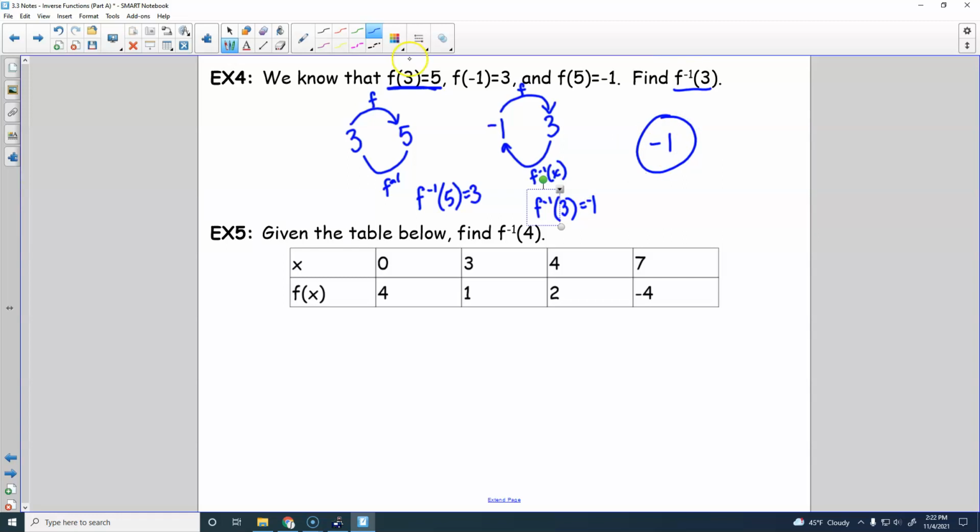Or another way you can think about it is these are the points (3, 5), (-1, 3), and (5, -1). Those are all on the function f. So if we want to know which one would be on the inverse, then we'd have to flip them all. So then you'd have right here (3, -1). So f inverse of 3 would be -1. More or less, you're looking for the y coordinate here to see what x goes with it.